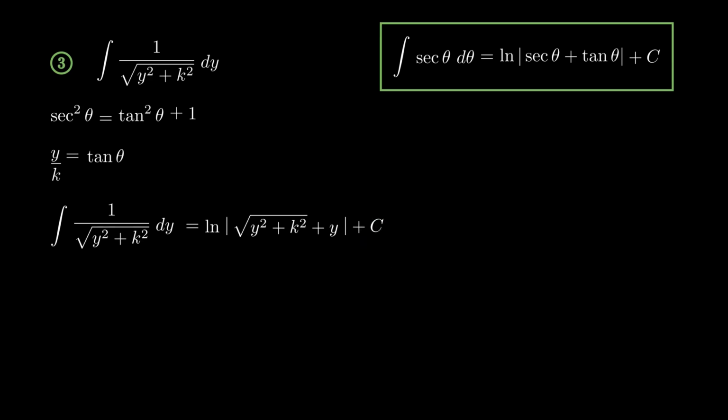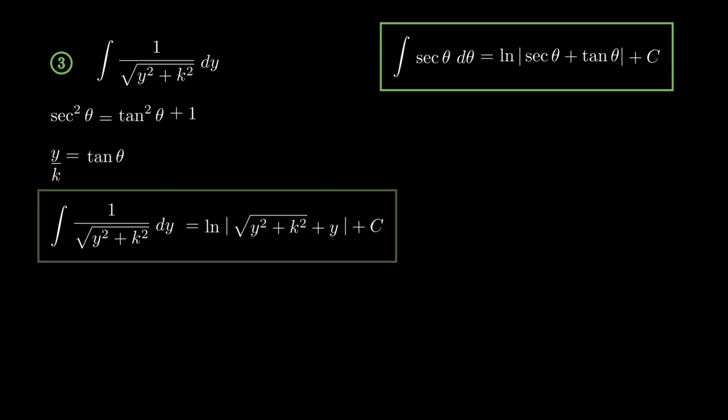Hence, the integral of 1 over square root of y squared plus k squared dy is equal to the natural log of modulus of the square root of y squared plus k squared plus y, plus a constant c.